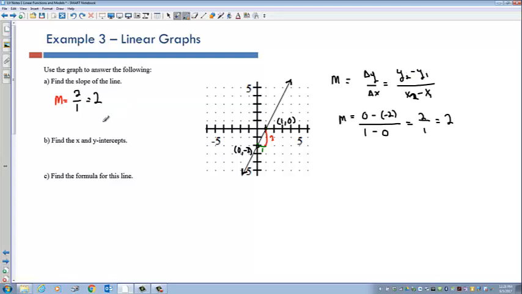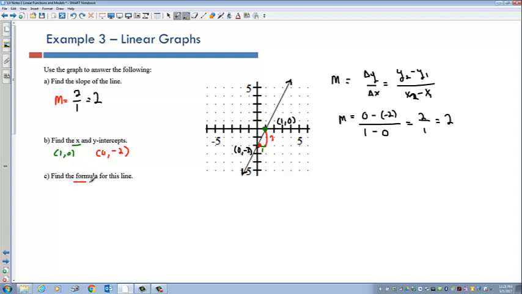X-intercepts and y-intercepts, I already found these actually. They were the nice points. So for the x-intercept, that's right here. And so that would be 1, 0. And then the y-intercept, of course, is along the y-axis, which is right there. And that's 0, -2.